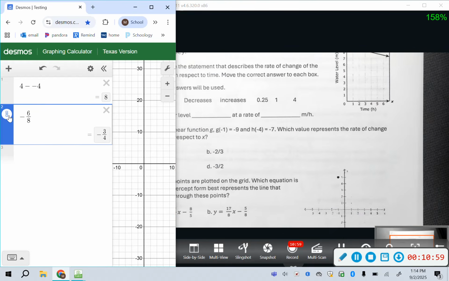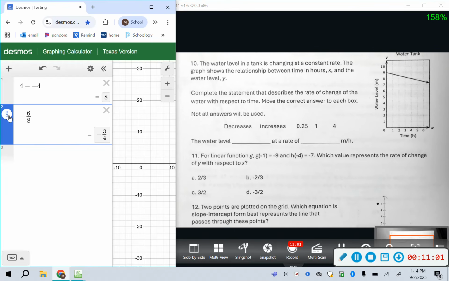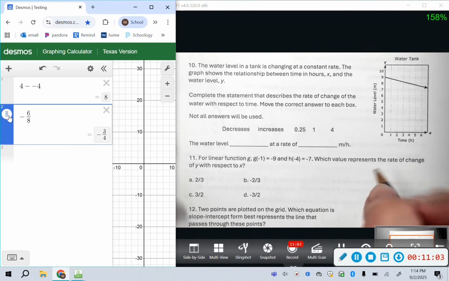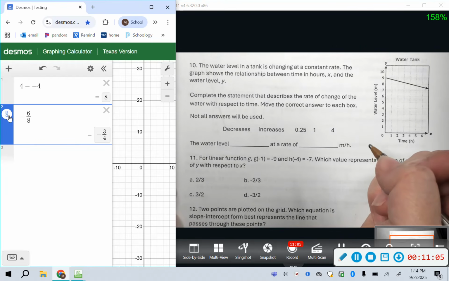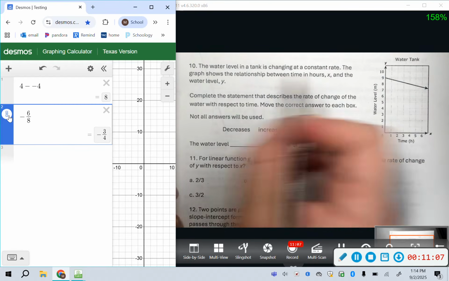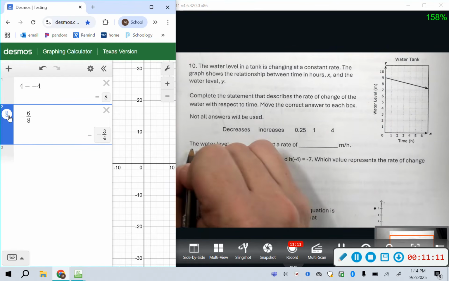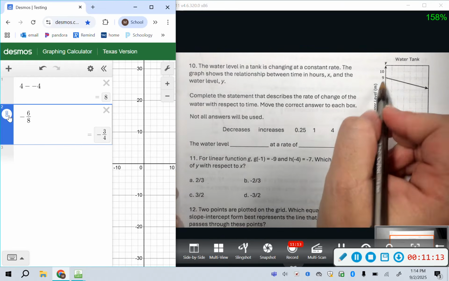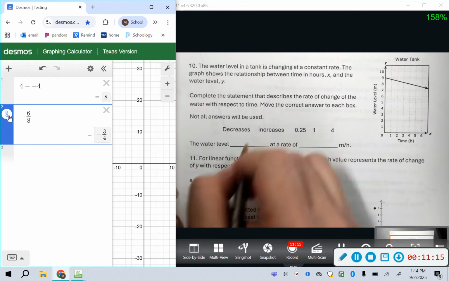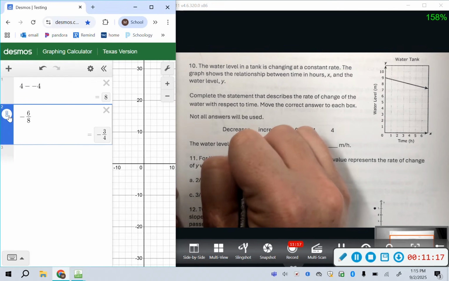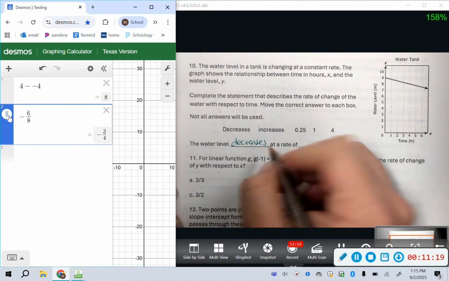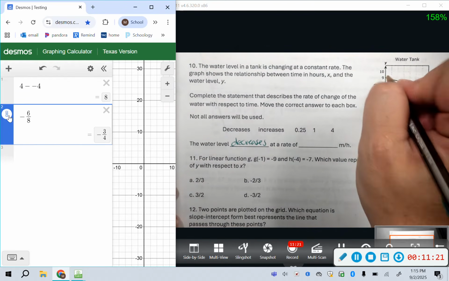Okay, look at number 10. Lots of slopes. The water level in a tank is changing at a constant rate. The graph below, okay, so this is our graph. It says to fill in the blanks. So the water level is either increasing or decreasing. Well, I see it's going down from left to right, so it's decreasing at a rate of, so I need to find my slope.